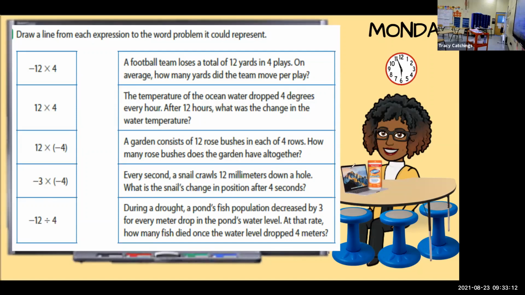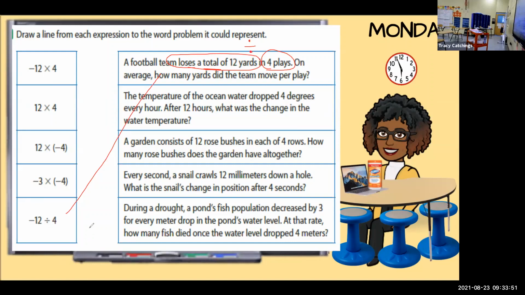All right, the first one. It says the football team loses a total of 12 yards in 4 plays. On average, how many yards did the team move per play? Come on, let it be somebody we haven't heard from this morning. What expression would that be? -12 divided by 4. They say it loses a total of 12 yards in 4 plays. Good job. That is division. So they gave us the total to start out with.